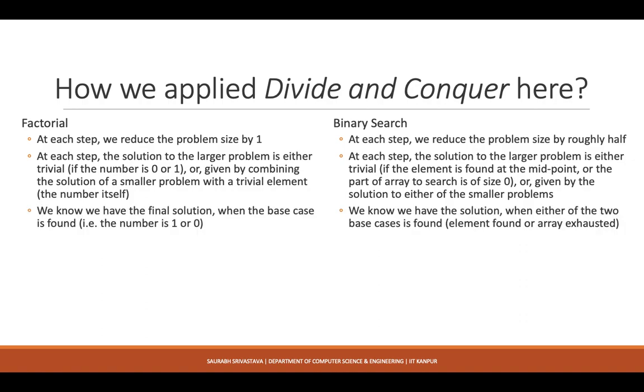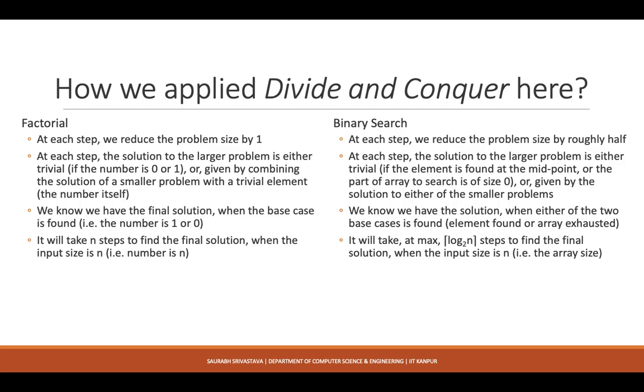So we know that we have the final solution in case of factorial when the base case is found, that is, my number is 1 or 0. Then I can say the solution is there, and I can simply reconstruct the solution bottom up. In case of binary search, we know there are two base cases: you find the element at the midpoint of the array part, or the array itself has been exhausted, so you don't have any array part left, your array part is of size 0. If either of these two base cases is found, you say that now I have found the solution.